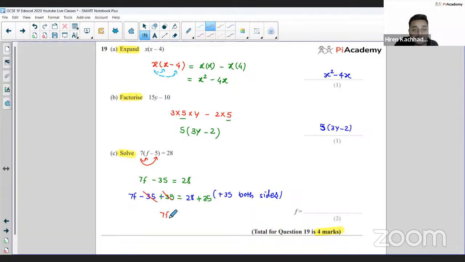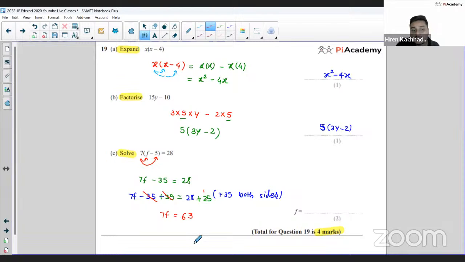So on the left hand side, you have just 7f, okay? And on the right hand side, you have 28 plus 35. If we add this, what are we going to get? 8 plus 5 is 13. 3 will be here, 1 will be carry. So 3 plus 1 is 4, 4 plus 2 is 6. So it's 63, right?